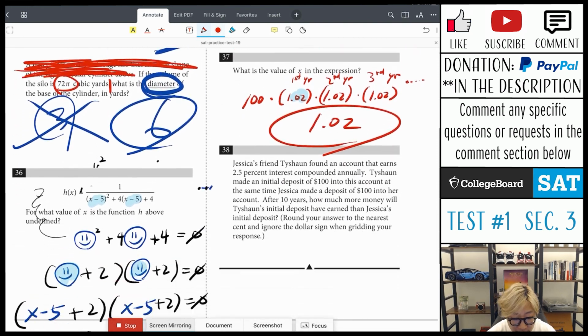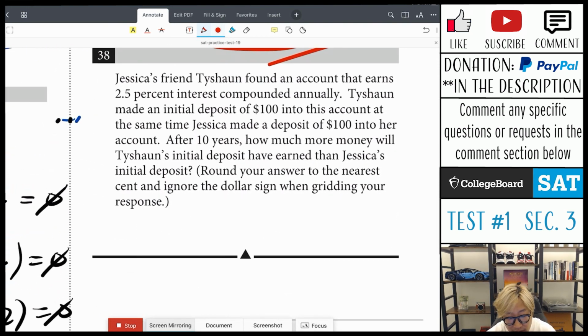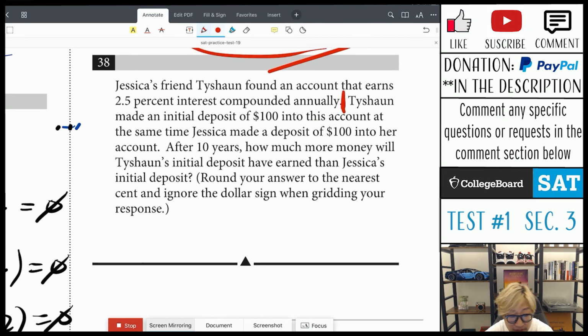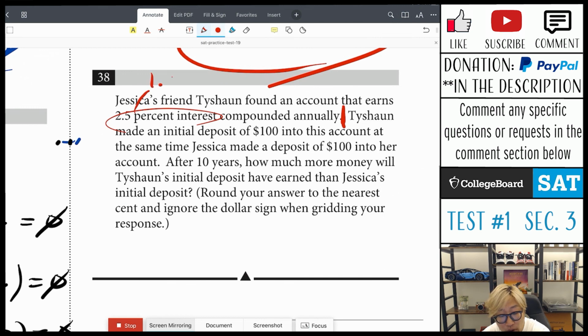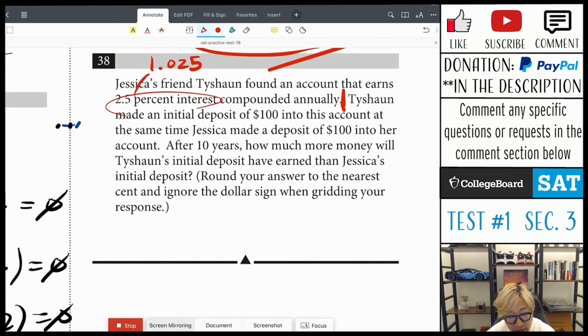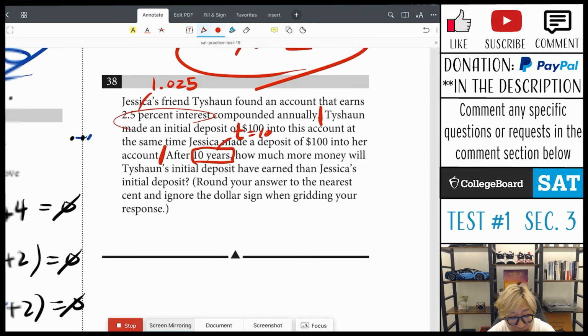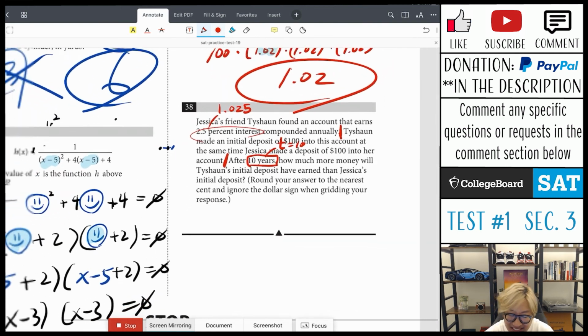Okay, number 38. Jessica's friend Tyshawn found an account that earns 2.5% interest compounded annually. So Tyshawn's got 2.5%, that would be 1.025 for Tyshawn. Tyshawn made an initial deposit of $100 into the account at the same time Jessica made that deposit. After 10 years, so T is 10, how much more money would Tyshawn's initial deposit have earned than Jessica's initial deposit? Really easy stuff.